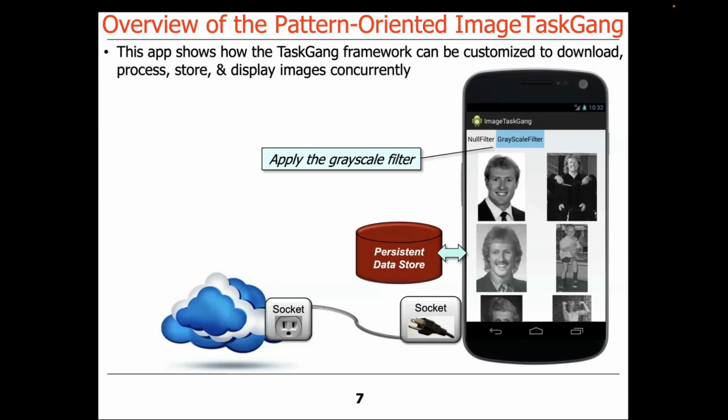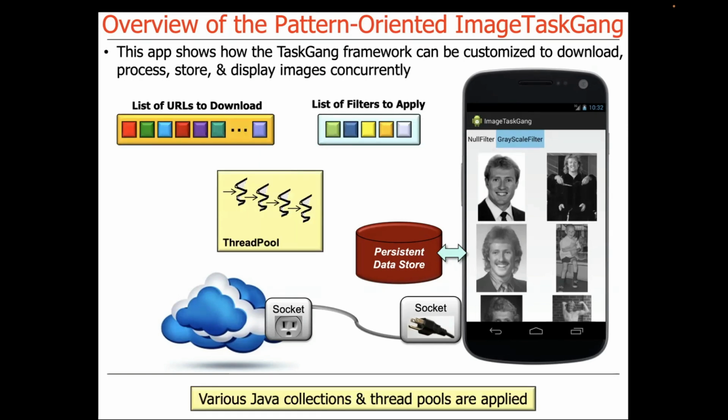The images are then stored, whether they're the null filtered images or the grayscale filtered images, they're stored in a persistent data store locally on the device, which in this case would be an Android phone. But there's a command line version as well that just stores it on the local computer, like a laptop or a desktop and so on. And then various Java collections and thread pools are applied throughout the program.